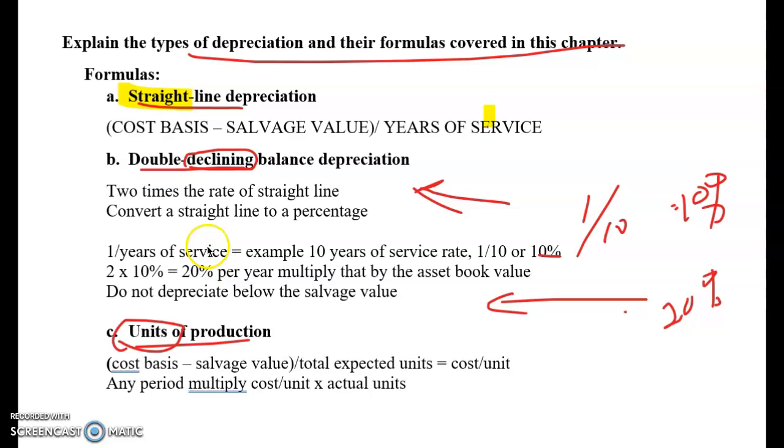One other thing, this is not on your test, but it's an FYI. A lot of the tax tables that the IRS uses for accelerated depreciation for business income tax purposes use the double declining balance.